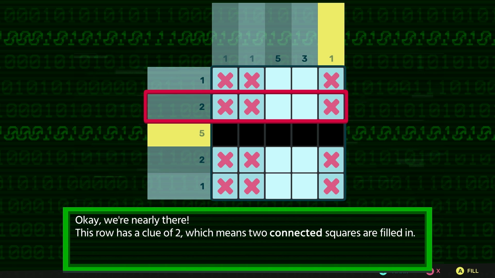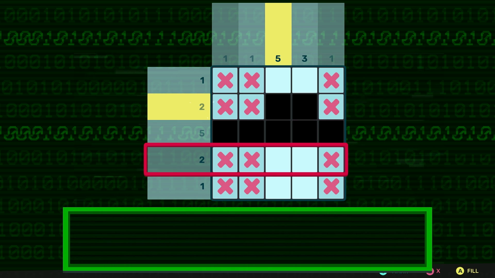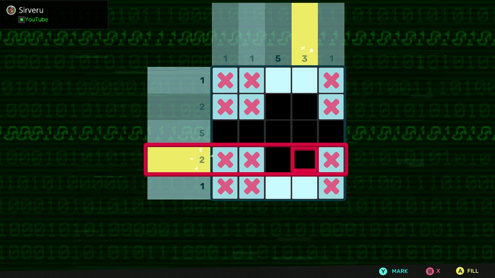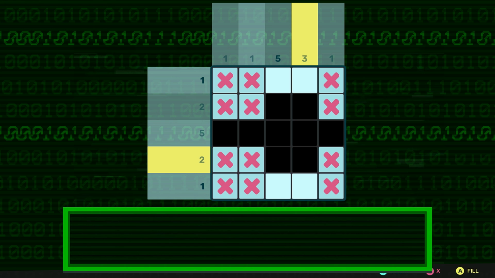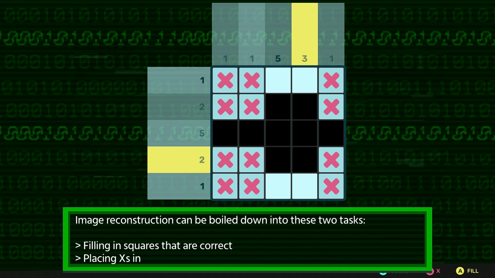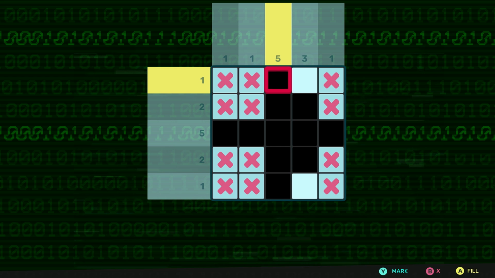This row has a clue of 2, which means 2 connected squares are filled in. Because we put those X's earlier, there's now only one place where this other square can go. Fill it in. Now do the same on this row. As you can see, marking squares with X's is really important and makes reconstructing the images much easier. Image reconstruction can be boiled down into these 2 tasks: filling in squares that are correct, placing X's in squares that cannot be filled in. Now, use these techniques you've learned here to complete the puzzle.